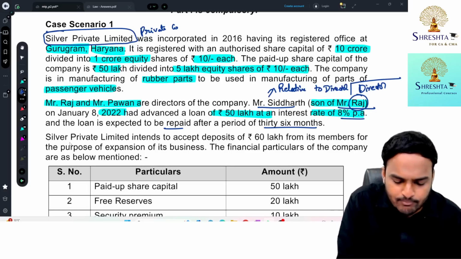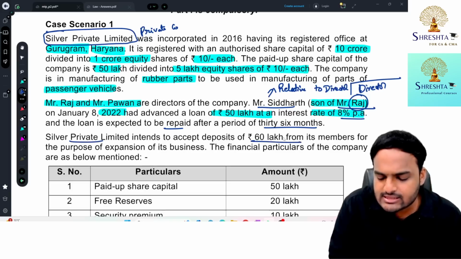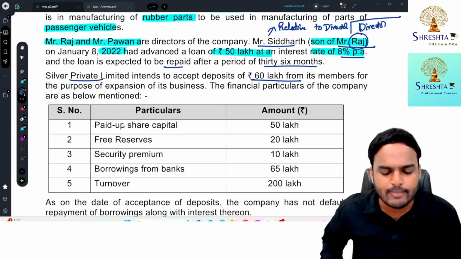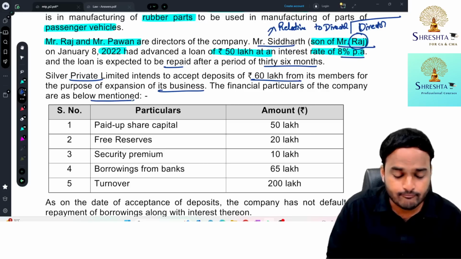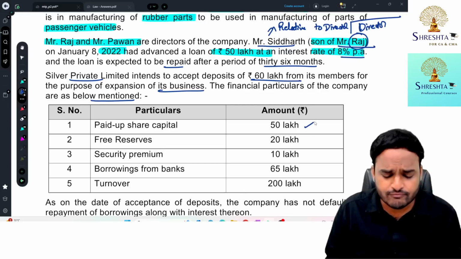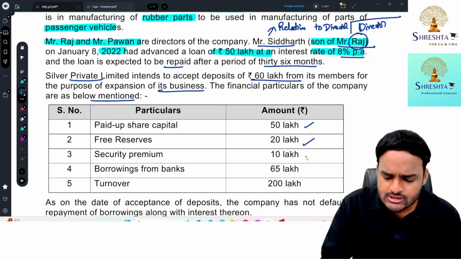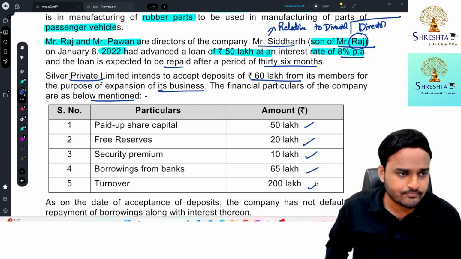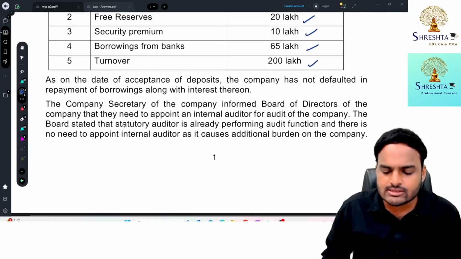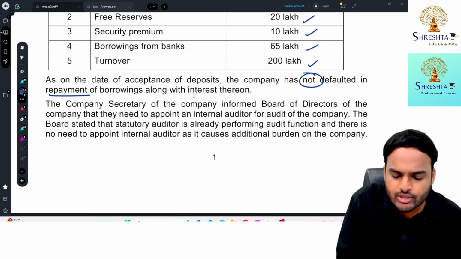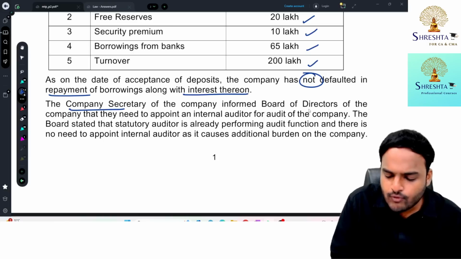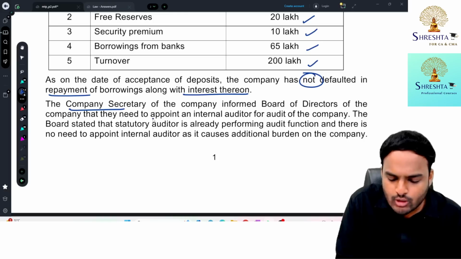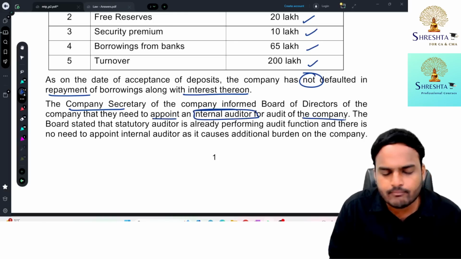Clear? Silver Private Limited intends to accept deposits of 60 lakh from its members for the purpose of expansion of its business. The financial particulars of the company are as below. Paid up share capital 50 lakhs, free reserves 20 lakhs, securities premium 10 lakhs, borrowings from bank 65 lakhs, turnover 2 crores. As on the date of acceptance of deposits, the company has not defaulted in repayment of borrowings along with interest thereon. The company secretary informed the board of directors that they need to appoint an internal auditor for audit of the company.